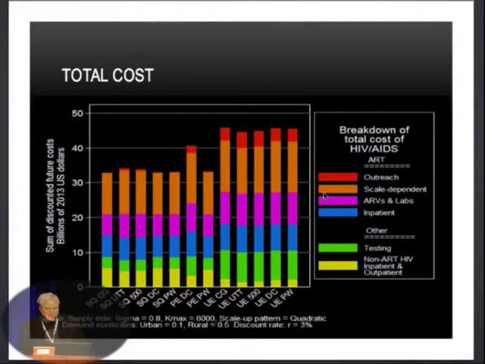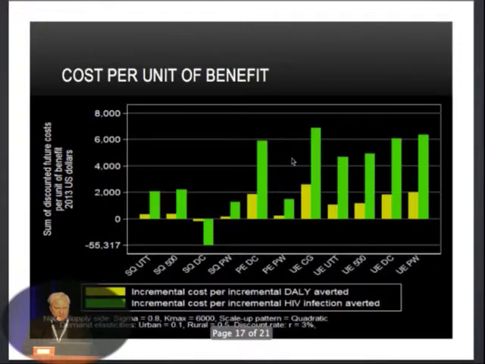The yellow, the orange part, shows the change in the scale-dependent cost, the cost that would be lower if you only used very large facilities to deliver care, but expand substantially if you have to have lots of small facilities in order to reach all those people. Then we compare all of that.